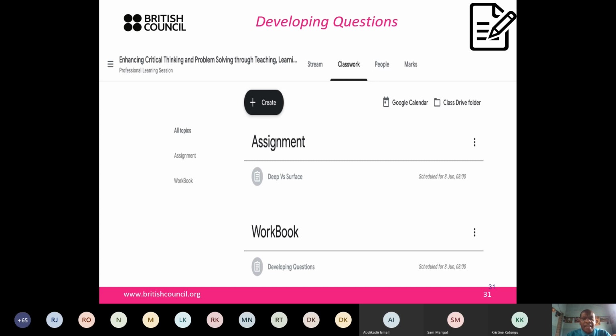And in the workbook, we have an assignment called Developing Questions. There's a nice podcast which has been presented by Madam Priscilla. So when you go to class, listen to Madam Priscilla, who is presenting about questioning, the types of questions, closed, deep, surface, and then answer the questions which you have been given in the class.